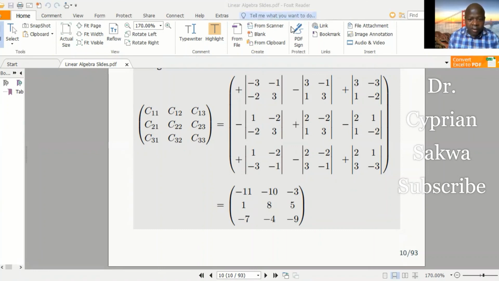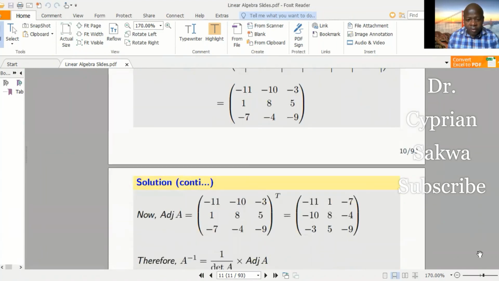Now we find the adjoint by finding the transpose of this matrix. So this is the matrix we have. Let's find the transpose. Make this first row to be the first column, this second row be the second column, this third row be the third column. So this is the adjoint matrix.